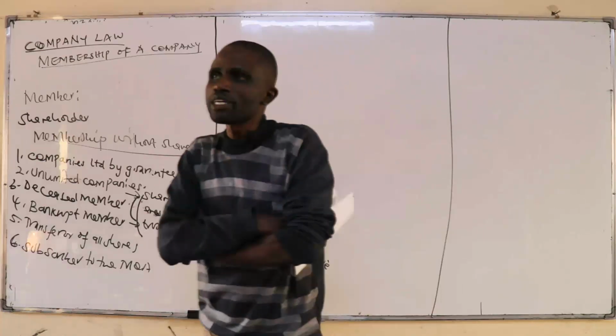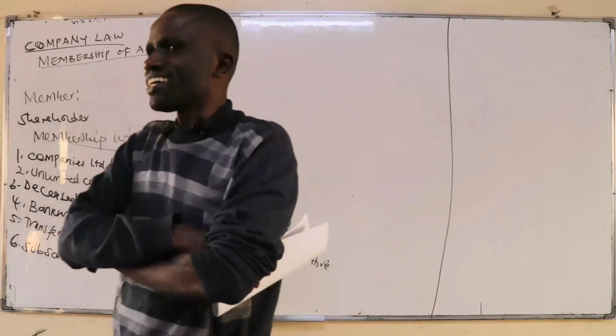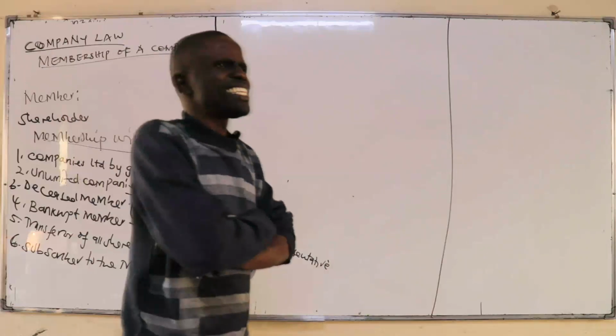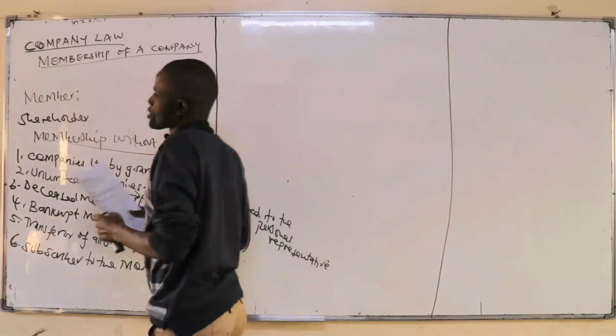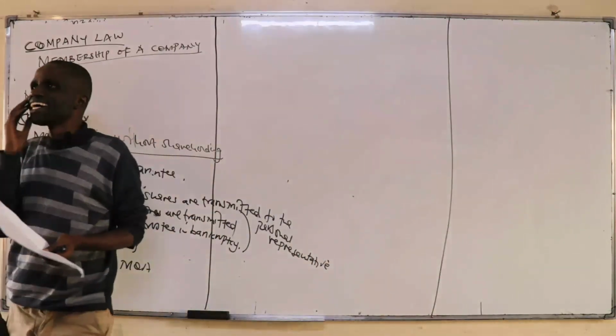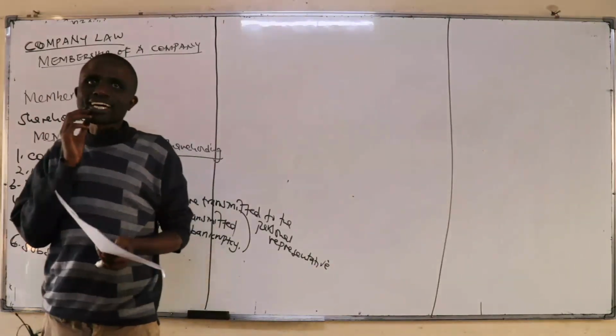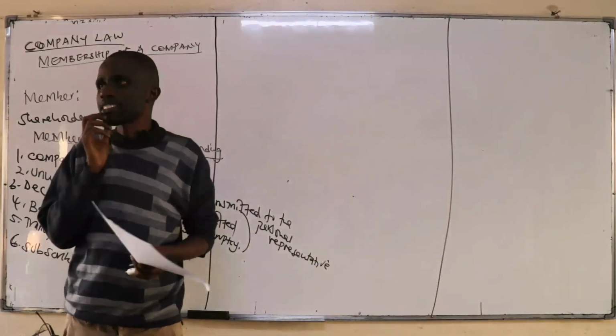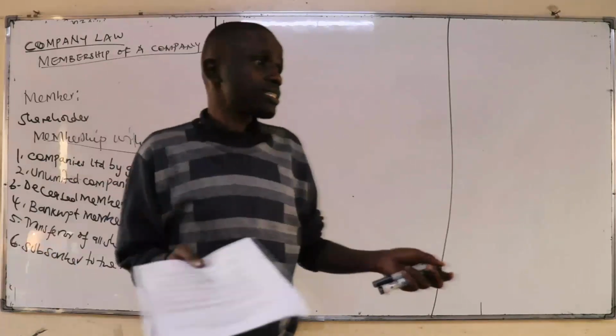So exceptions to the rule of Turquand. Hata inasema nini? Unaweza kubuka. Exceptions to the rule of Turquand. Yeah? One is okay, rule of Turquand. Who can state what it states?